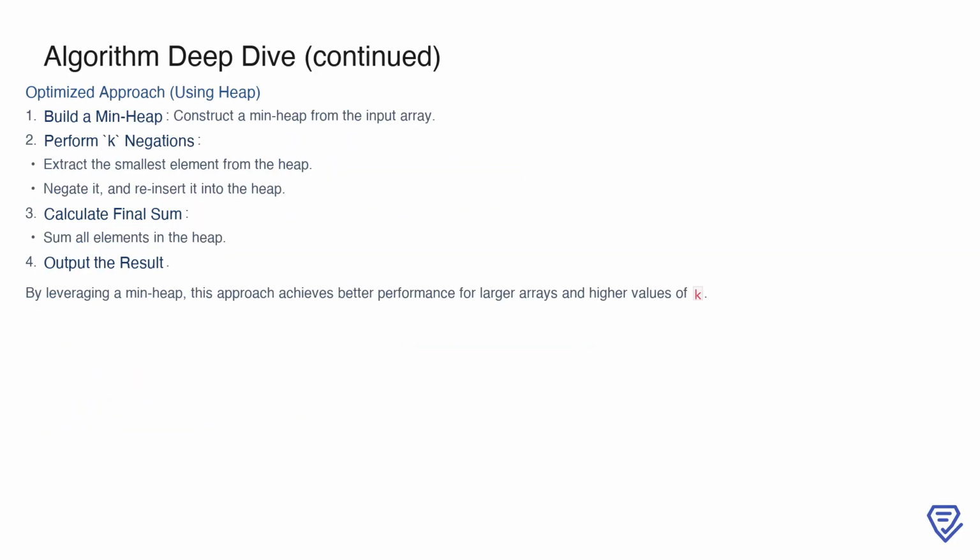The optimized approach using a min-heap begins by constructing the heap from the input array. This ensures that the smallest element is always readily accessible. For each of the k negations, we extract the smallest element from the heap, negate it, and then reinsert it back into the heap to maintain the heap property. Once all k operations are completed, the final step is to compute the sum of all elements in the heap. This sum represents the maximum possible value of the array after the specified number of negations. By leveraging the efficiency of a min-heap, this approach provides a scalable solution even for larger arrays or higher values of k, making it a significant improvement over the brute force method.